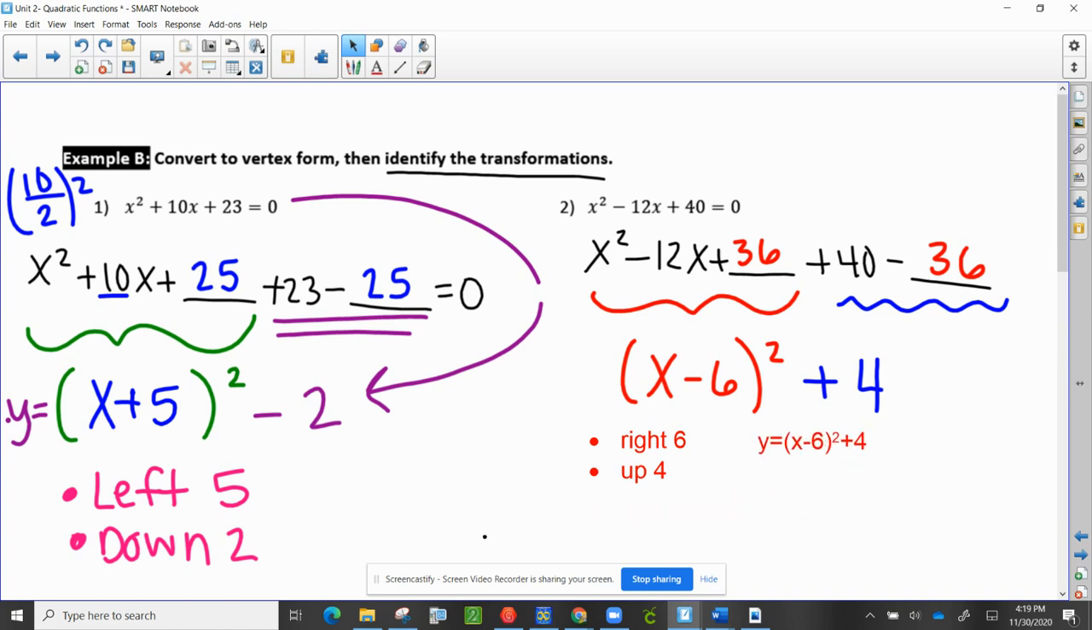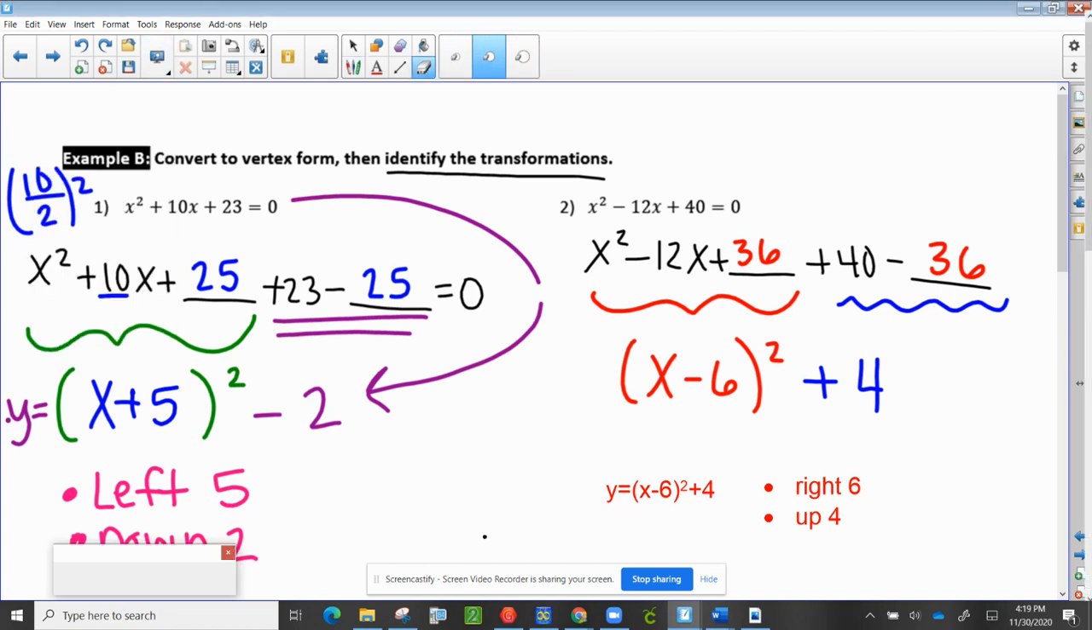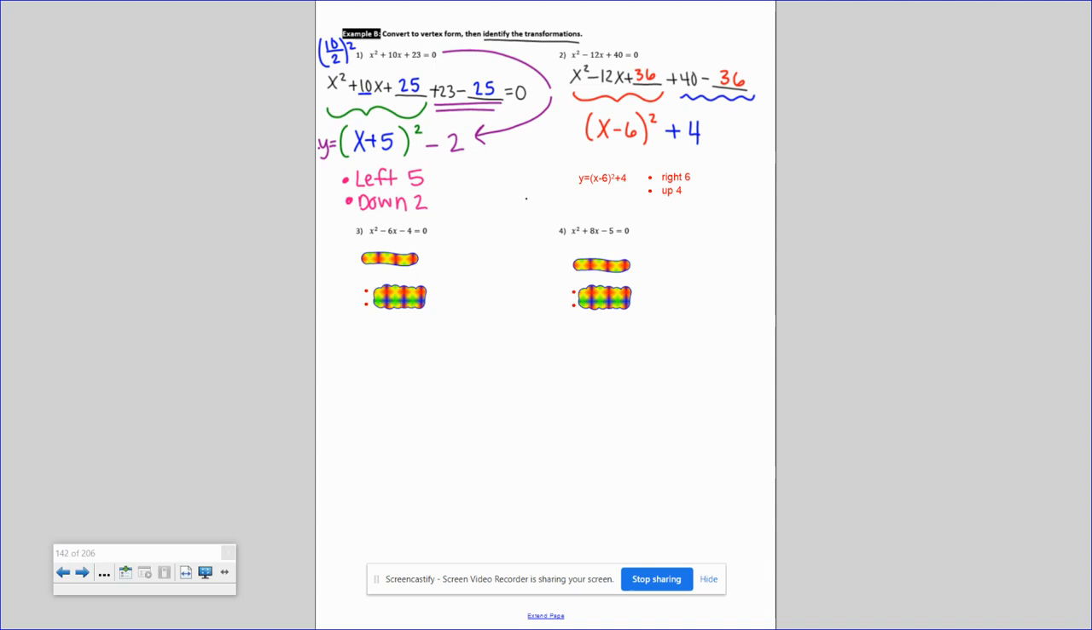So again, the whole point of vertex form is so we can pick out how the graph transforms and how it moves on the coordinate plane without doing all that work that we used to do. Okay. So there's 2 more problems on here if you want to do them. I'm going to show you the answers in case you want them. Here are the answers for 3, and here's the answer for 4. And then there are the answers for the transformations. So give those 2 a try and see if you can get the right answer. But that is all we're doing in this lesson.